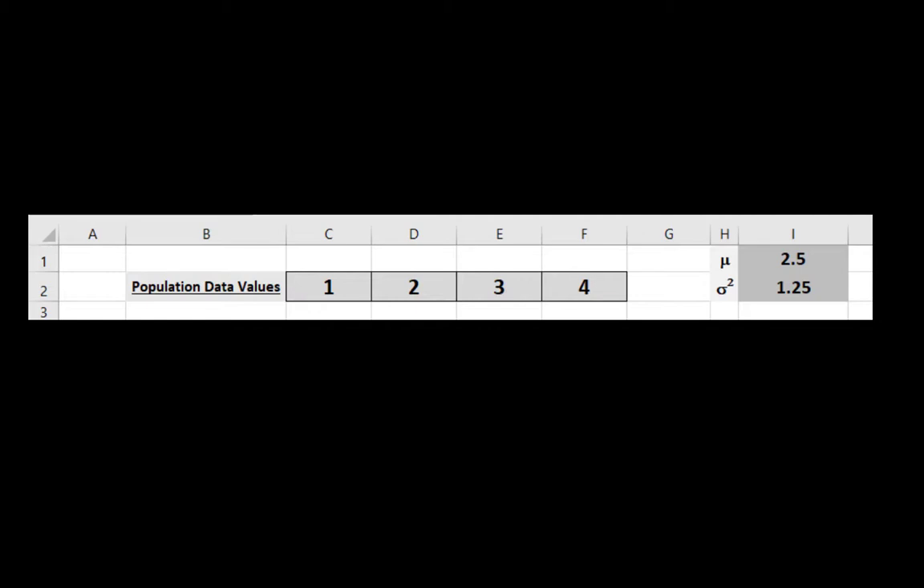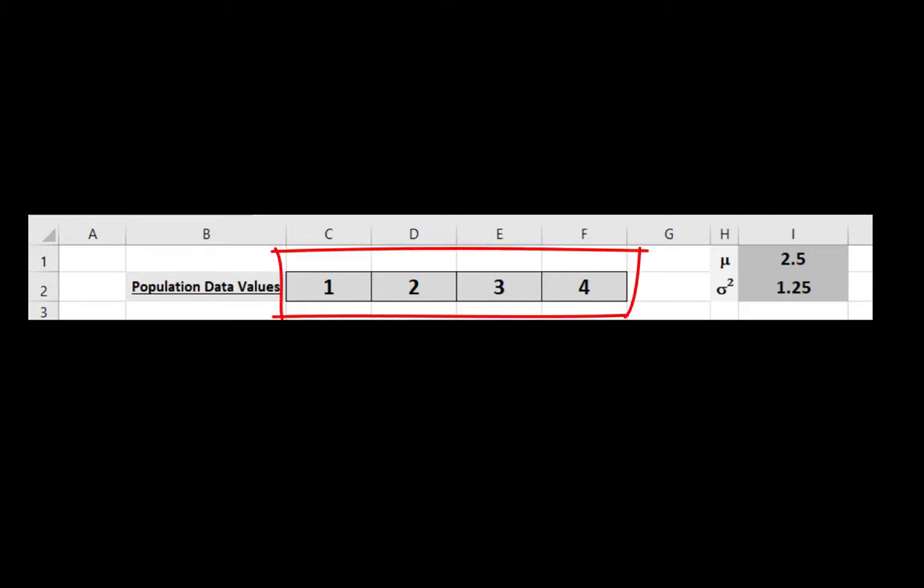Now, at the end of this video, if you want more, I'll point you to a page where I've actually proved all this stuff using algebra. But I don't think that's as telling as just looking at data and seeing what goes on. So what I've done here is I've created a population. In this population, we've got 4 data values: 1, 2, 3, and 4.